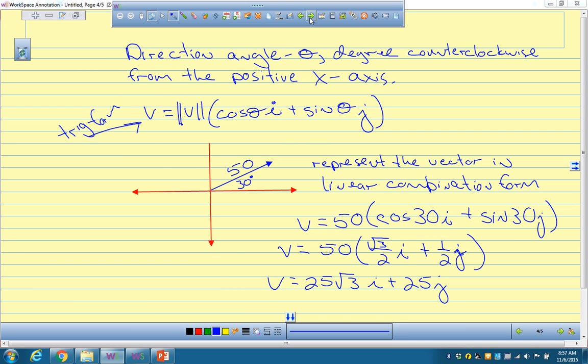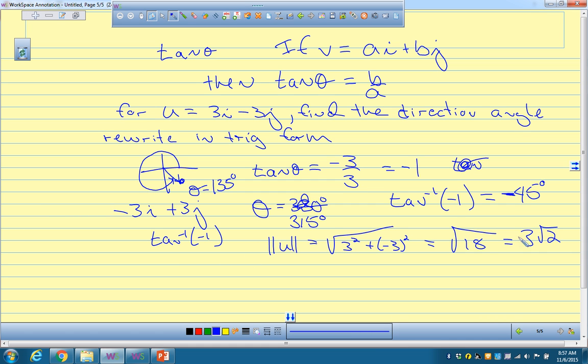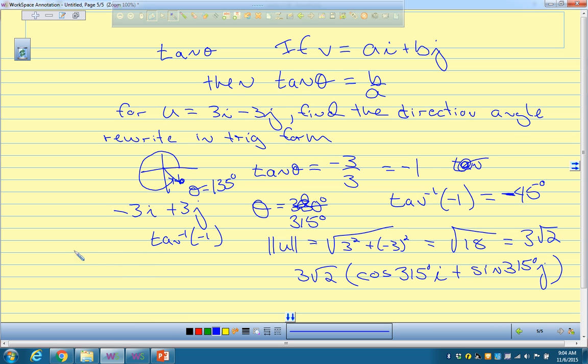Or maybe it's called direction angle form. I'm not really sure. But if I wanted to write it in this form, this is the magnitude, so it goes out in front, 3 root 2, times the cosine of 315 in the I direction plus the sine of 315 in the J direction. You get that? Done? Questions?